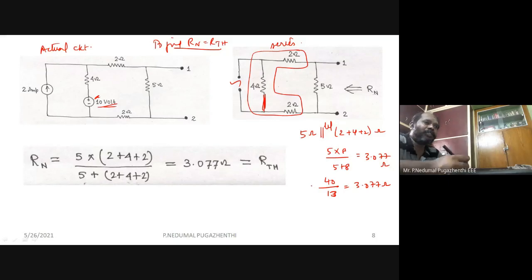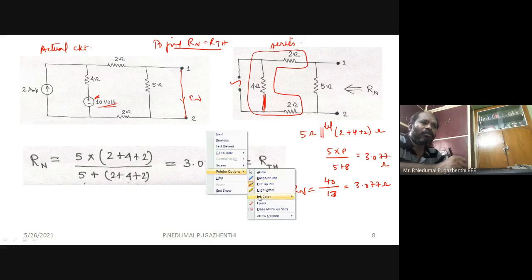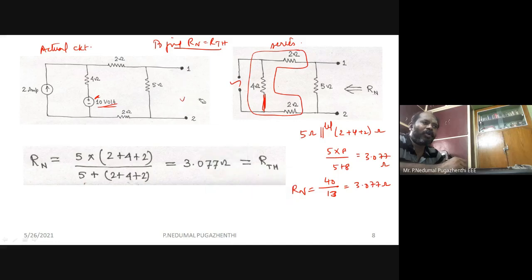Yes. So what is the remaining thing? In the equivalent network, I have a current source in parallel with a resistor. That parallel resistor is obtained. This is your R Norton, equal to 3.077. Now I have to find I Norton. What will I do? I have to short circuit these two terminals 1 and 2 to find I Norton. I want to know what is the current passing through that.